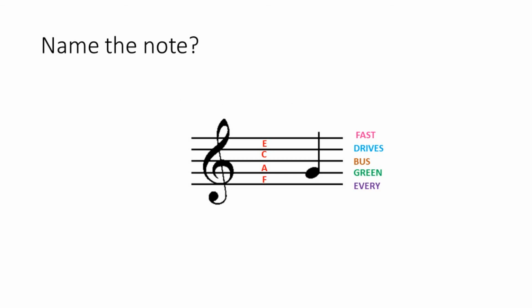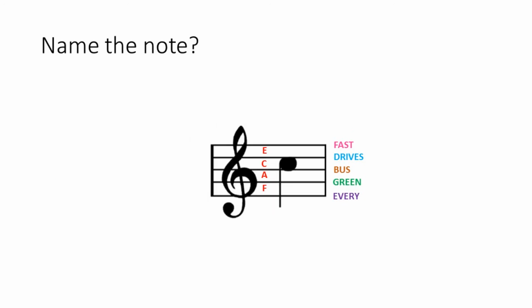On this note, you'll see that it's going through the second line. So again, if we count up through those lines, we have every green. The note is going through the line that says the word green, which makes that note a G. Now this note is going through a space, so we're going to look at our face word. You can see that it's going through the third space up from the bottom, and that is our C, which means this note would be a C.